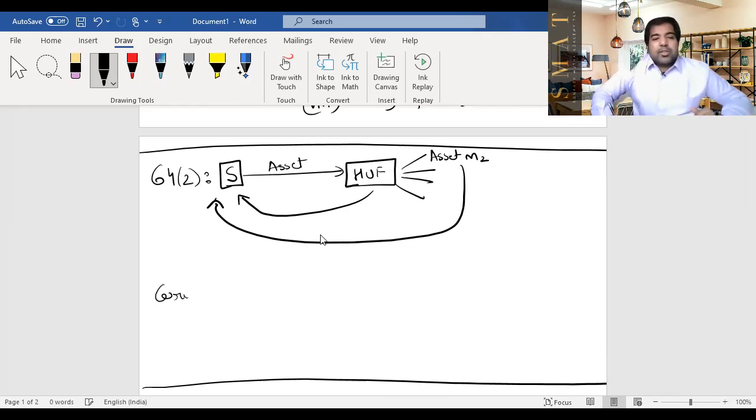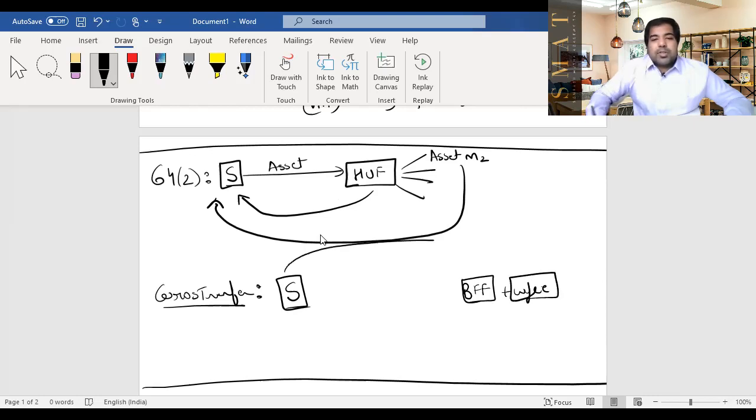And last, guys, is a case of a cross transfer. What is a cross transfer? The surgeon knows that if he transfers an asset to his wife, there will be clubbing provisions. So the surgeon transfers the asset to the best friend's wife. The best friend has a wife. He transfers the asset, or the income, to the best friend's wife. And in the same way, the best friend also transfers certain income to the surgeon's wife.